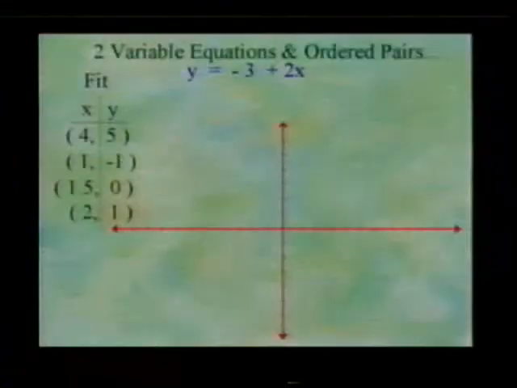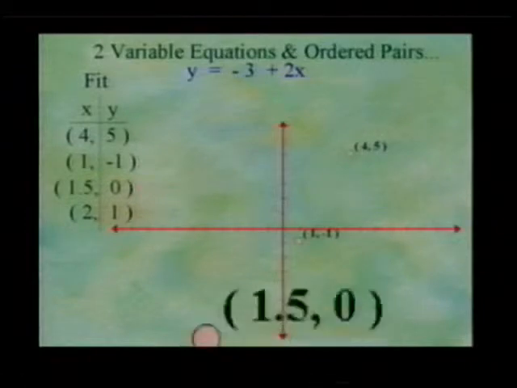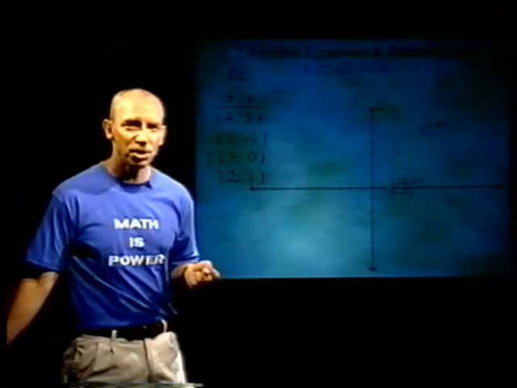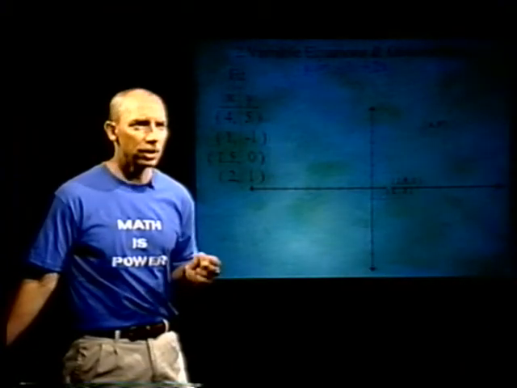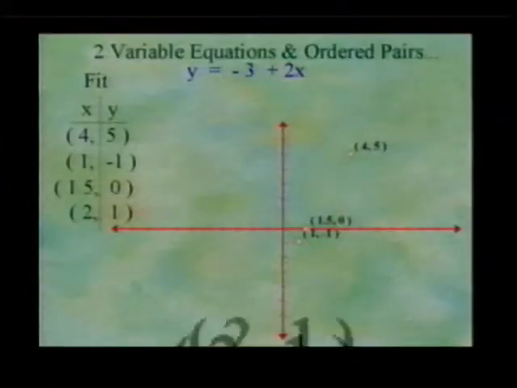Let's look at these ones, okay? 4, 5, this is a different equation, the second equation we did. Okay, there's 4, 5, over 4 and up 5. 1, negative 1. 1.5, 0. Now, wait, what are the chances? Hey, you can have 1.5, okay? Oh, I smell line up. Let's see, and 2, 1. That's pretty cool. Son of a gun, they line up.